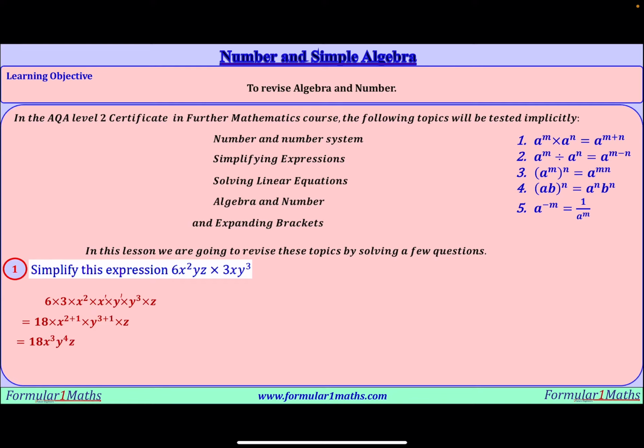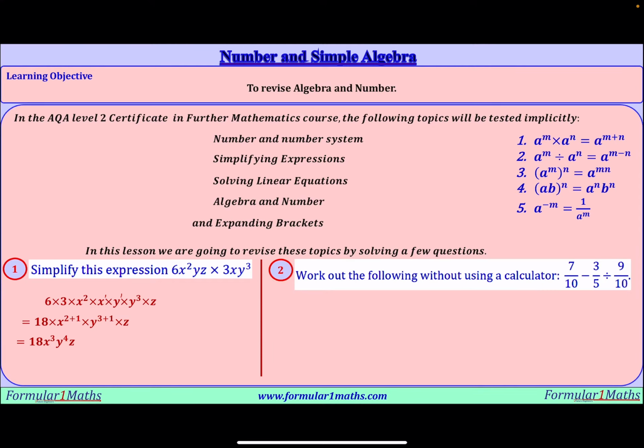Let me state here that these two steps, the first two steps, are not necessary. If you can move straight from here to this place, please do. But if these two steps will help you, please do as well. Question 2.